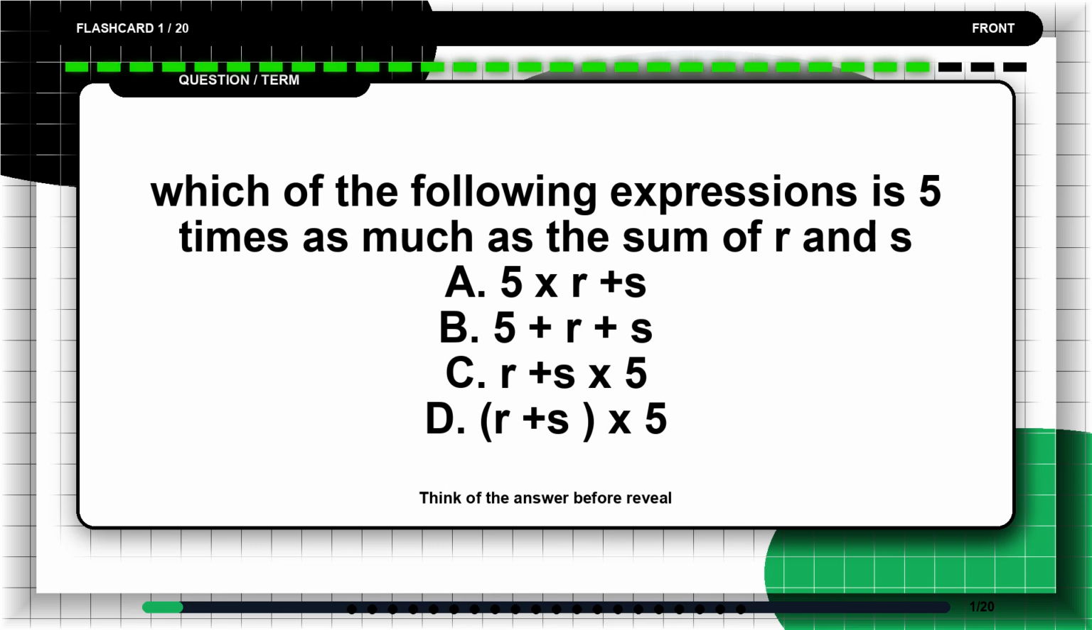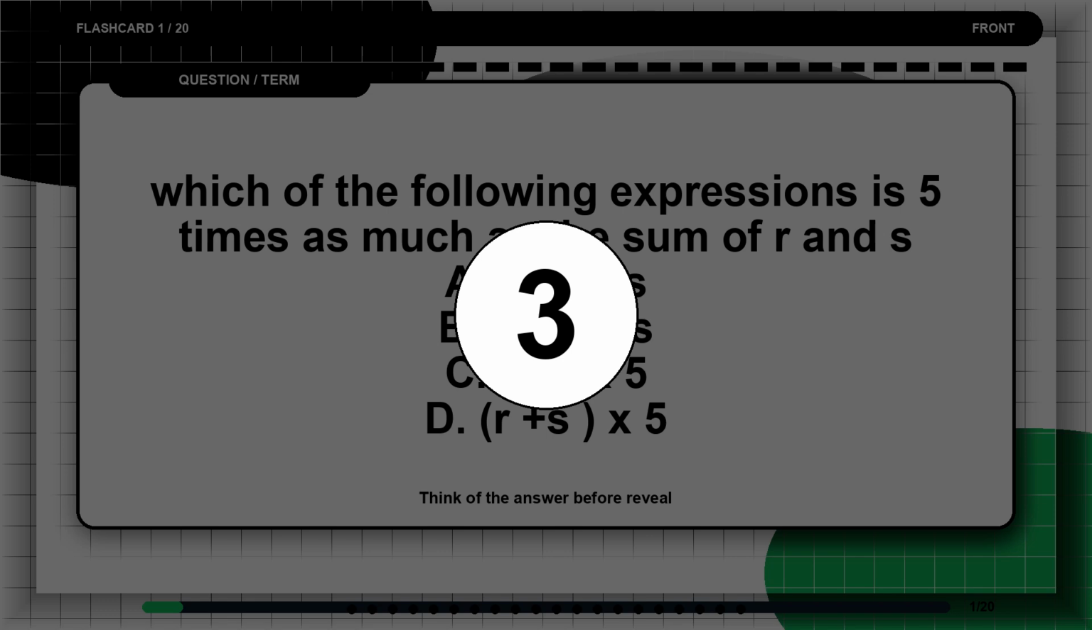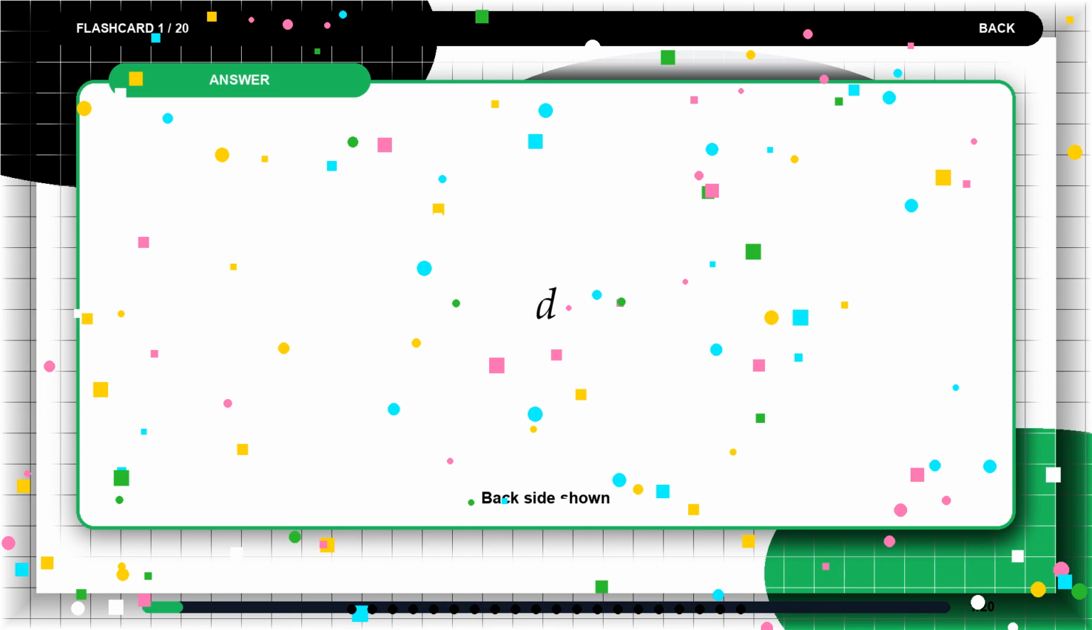Flashcard 1. Which of the following expressions is 5 times as much as the sum of r and s? A. 5r + s, B. 5 + r + s, C. 5(r + s), D. (r + s)/5. Pause and think of the answer before the reveal. The answer is D.